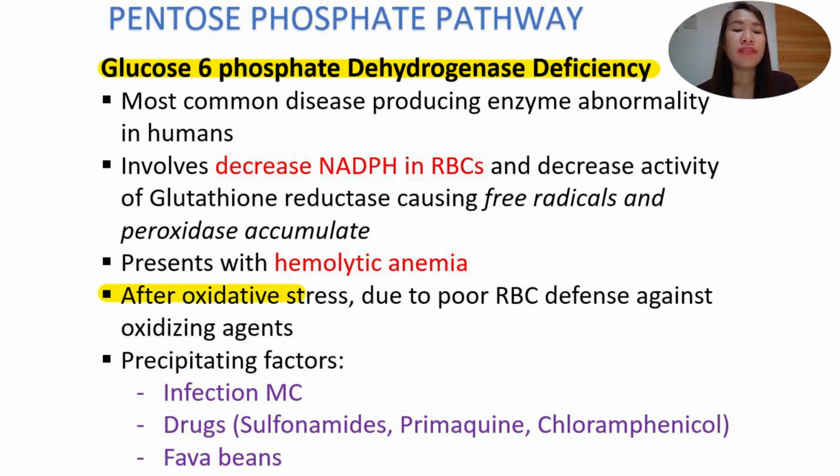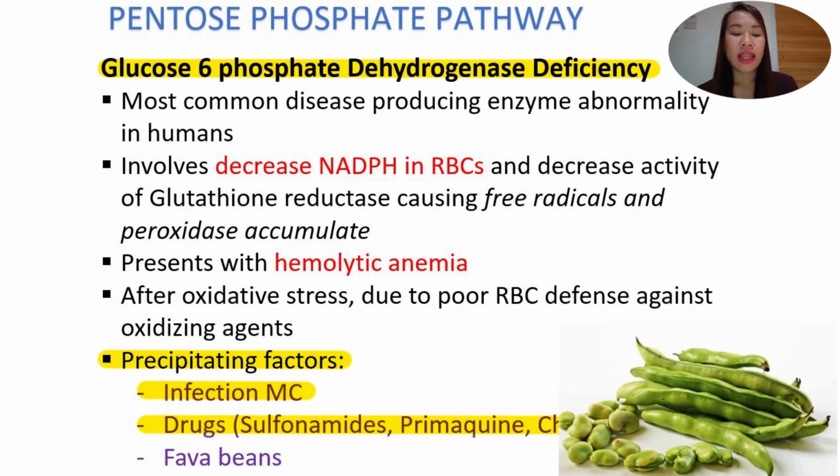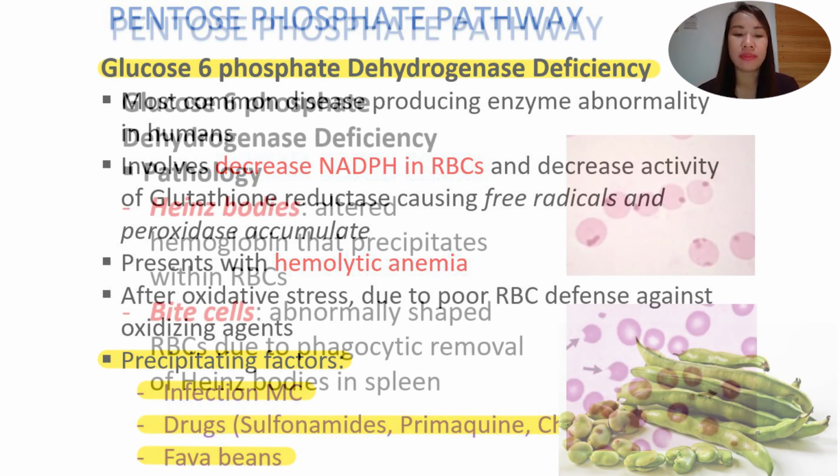So after oxidative stress, this may happen due to oxidative stress, that is a trigger, due to poor RBC defense against oxidizing agents. And what are our precipitating factors? These are the things that we need to avoid if your child has G6PD deficiency. Infection is the most common precipitating factor. Drugs such as sulfonamides, primaquine, chloramphenicol, and also the faba beans.